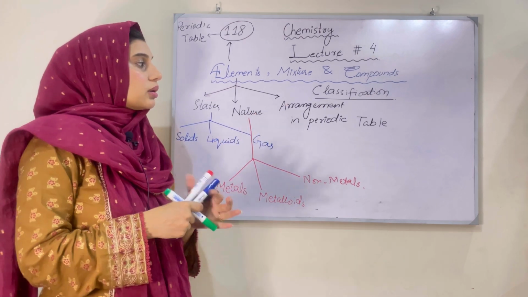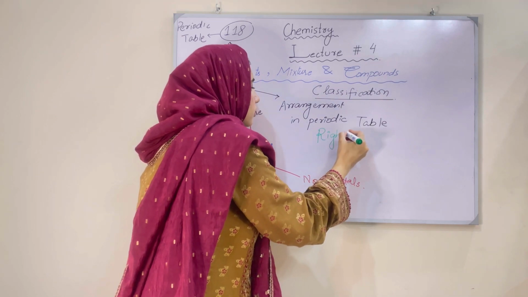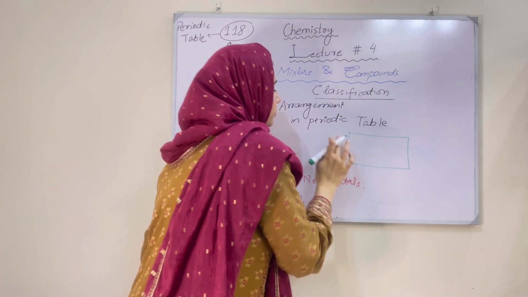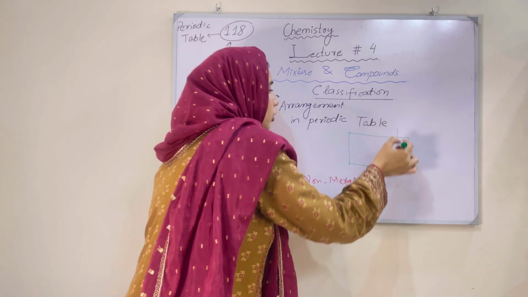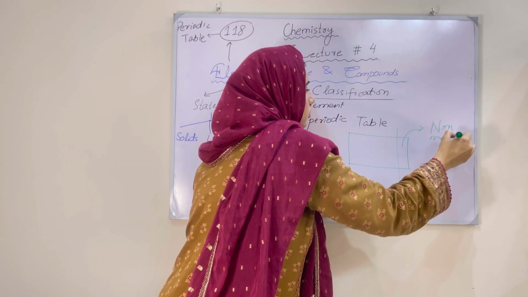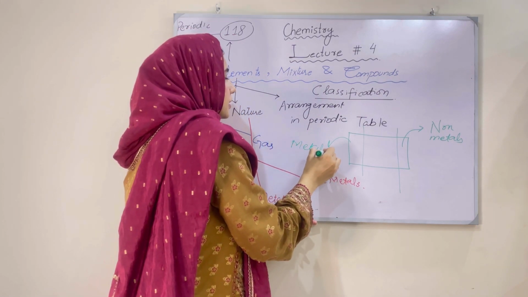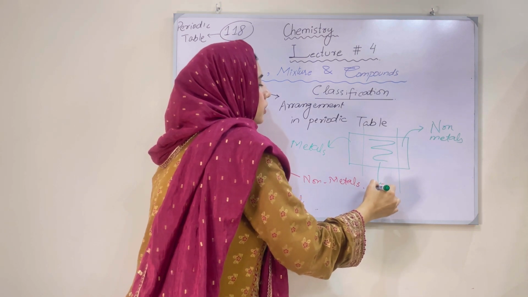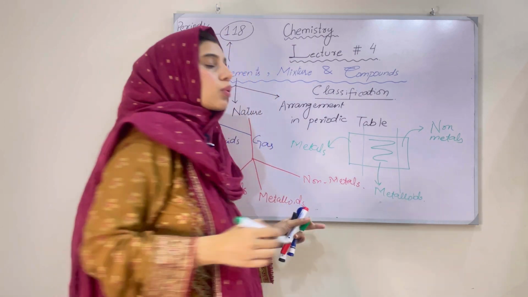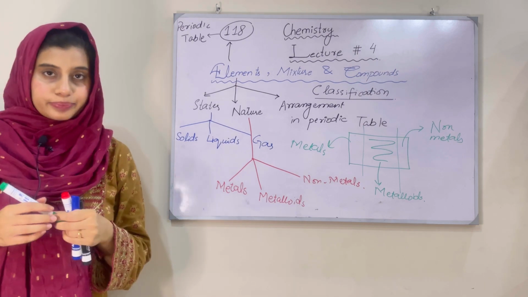And if I talk about arrangement in the periodic table, I will explain it like this. For example, this is a table. On the right side of the table, we have non-metals. On the left side of the periodic table, we have metals, and in the center we have metalloids. Metalloids means anything which has properties of both metals and non-metals. So this is how we classify the elements.